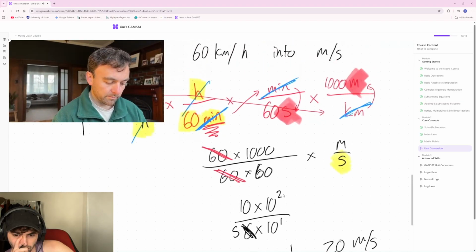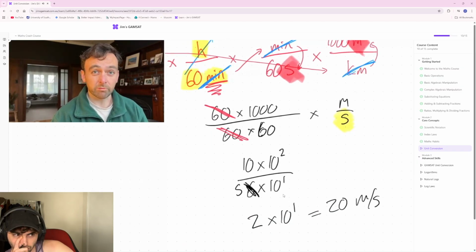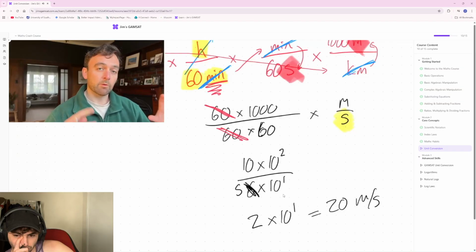So we've just gone from 60 kilometers per hour into meters per second, and really you can start to see that that's why this index law process is really helpful, because you can do a bunch of different things, and then once you have all the numbers, you just solve it really easily like that.